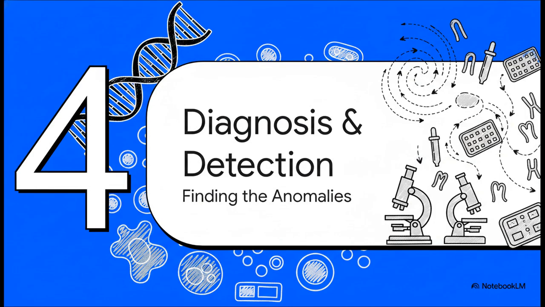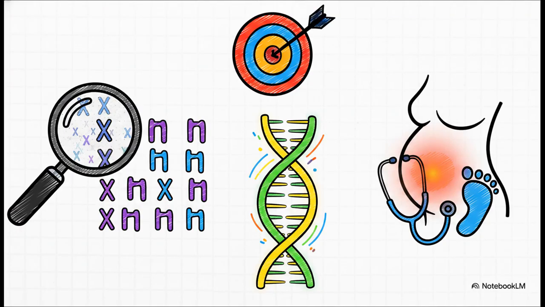Let's look at Section 4, detecting the anomalies. I know it all sounds a bit daunting, but fortunately, we're living in a true golden age of molecular genetics. Modern biotechnology has given us some unbelievable new tools to read the human blueprint and spot these anomalies early on. Here are just a few of the most powerful diagnostic tools in a modern geneticist's toolkit.